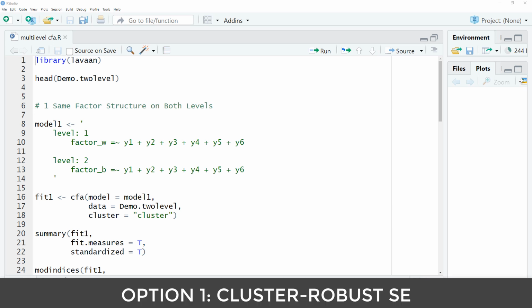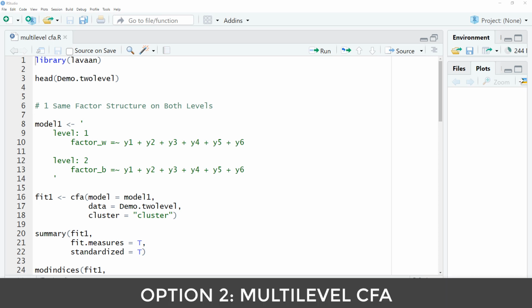There are different options. One option would be to use cluster robust standard errors. I've made a separate video on how to do that in lavaan. You'll find a link in the video description. The second option is to run a multi-level CFA. That is a confirmatory factor analysis that works on more than one level.